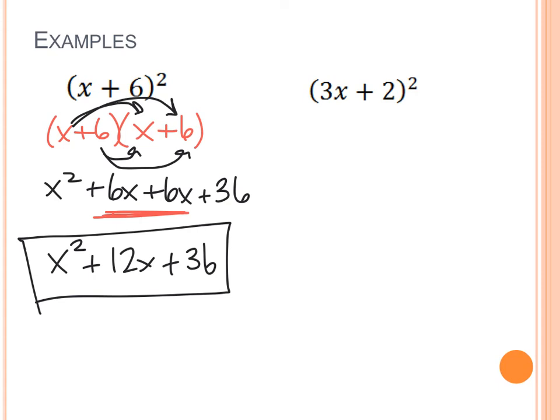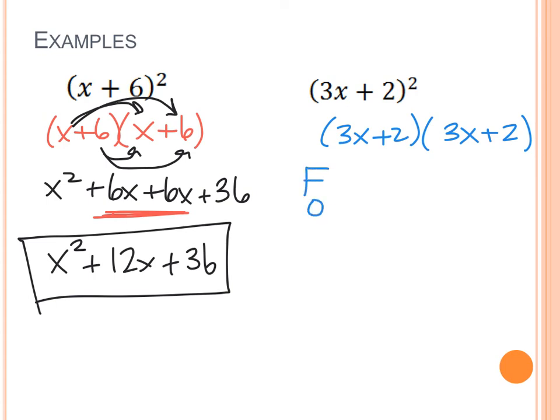Now with the last one, it's a little trickier, but the process is still the same. So we have not just a single variable or just a number. We have a coefficient with x, which shouldn't be a problem. So again, general rule of thumb, good idea to rewrite this. So 3x plus 2 squared is 3x plus 2 times 3x plus 2. And now I'm going to go through the same thing. This time I'll just use my FOIL method.